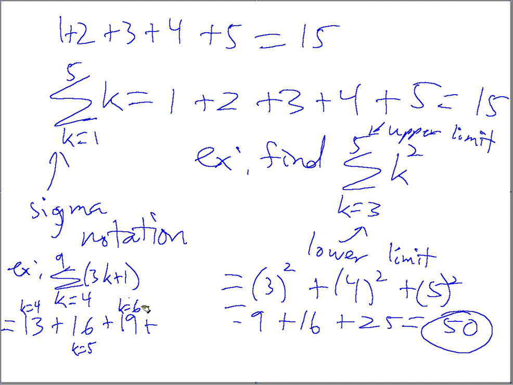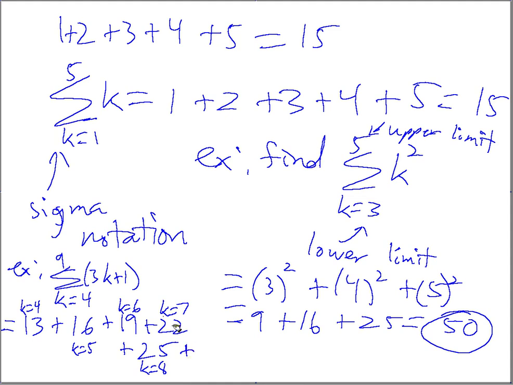What about k equals 7? Next up is 7, right? 3 times 7 is what? 21. Plus 1, 22. So this is when k is equal to 7. All right. Plus, let's continue down here since I'm running out of space. When k is 8, it should be 25, right? Well, it is, right? 3 times 8 plus 1. 24 plus 1, 25. This is when k is equal to 8.